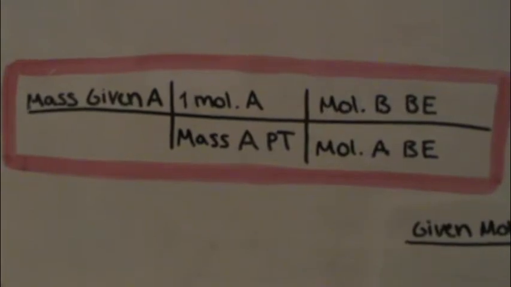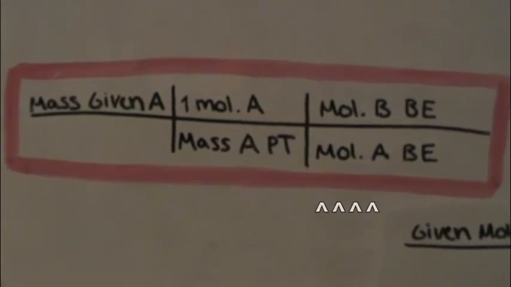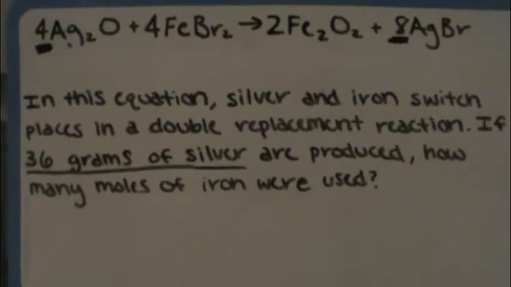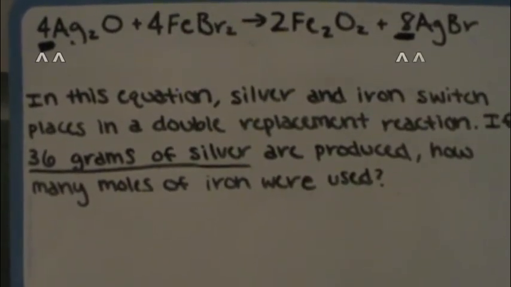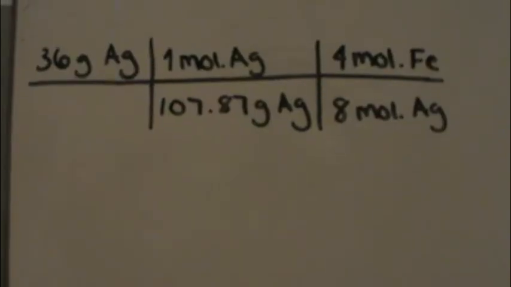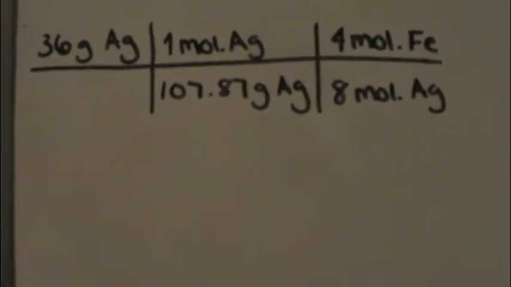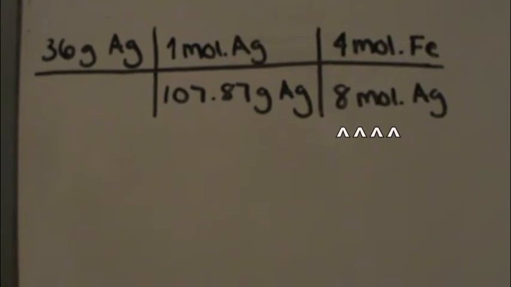And finally, on the bottom right, we're going to put how many moles of A are in the balanced equation. Mole A is what we are given, which is silver, and when you look at the balanced equation, there are 4 moles of silver and 8 moles of silver. So like I said before, you always use the bigger number, so we're going to write 8 moles Ag.